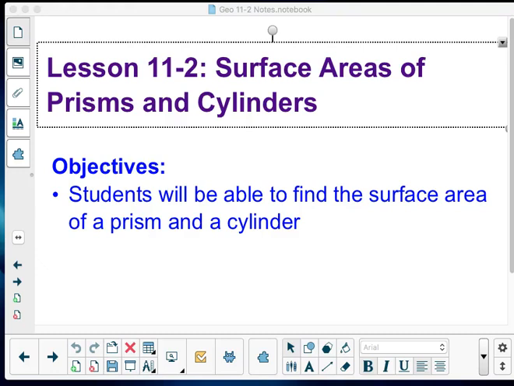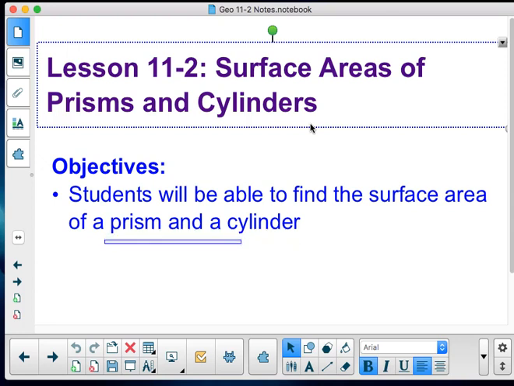Now, today's lesson 11.2 is about surface areas of prisms and cylinders. Today's lesson is about cylinders. It's not just prisms. So students will be able to find the surface area of a cylinder today.